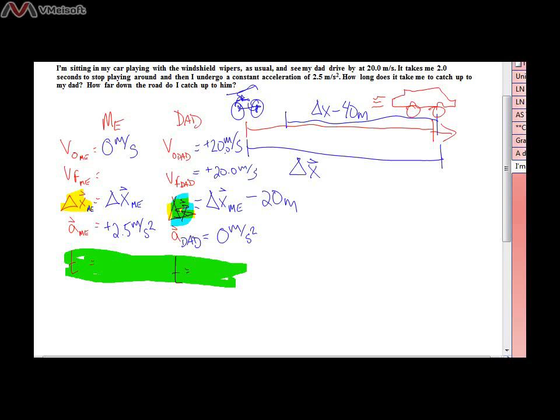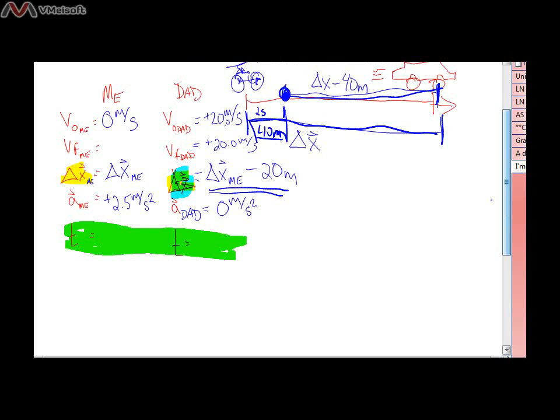So I made my dad's change in position equal to my change in position minus 20 meters, because here's where my dad is once he starts and goes this way, because he's going at 20 meters per second, after 2 seconds he's going to be 40 meters down, so his change in position is going to be 40 meters less than mine when I catch up to him.